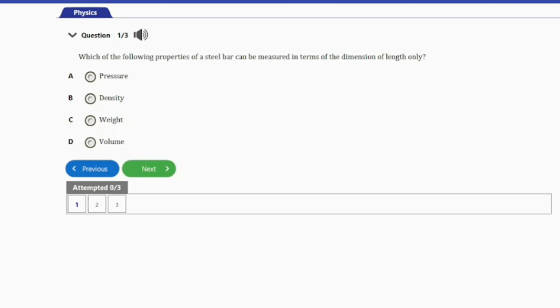Let's go ahead and consider the next question, guys. That's question number 2 here. It says, the dimension of momentum are A, mLt to the power of -1, B, ml to the power of -1 t to the power of -1, C, ml to the power of -1 t, then D, mlt. So guys, let's go ahead and solve this together.